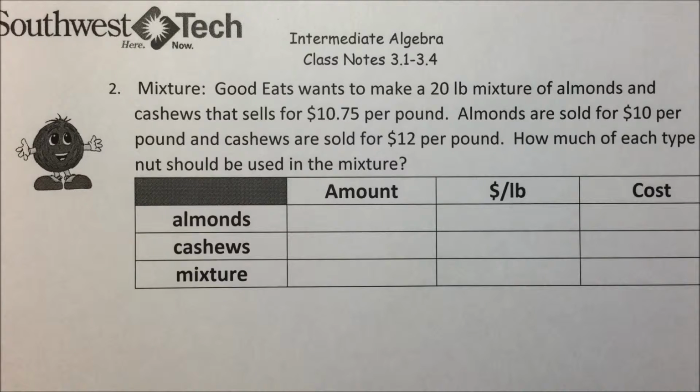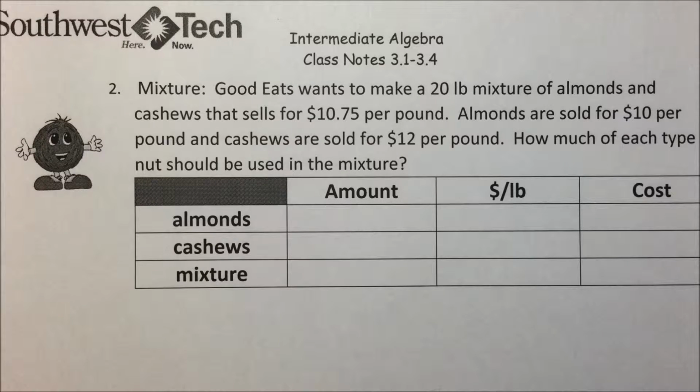In this problem, I have the following. Good Eats wants to make a 20-pound mixture of almonds and cashews that sells for $10.75 per pound. Almonds are sold for $10 per pound and cashews are sold for $12 per pound. How much of each type of nut should be used in the mixture?